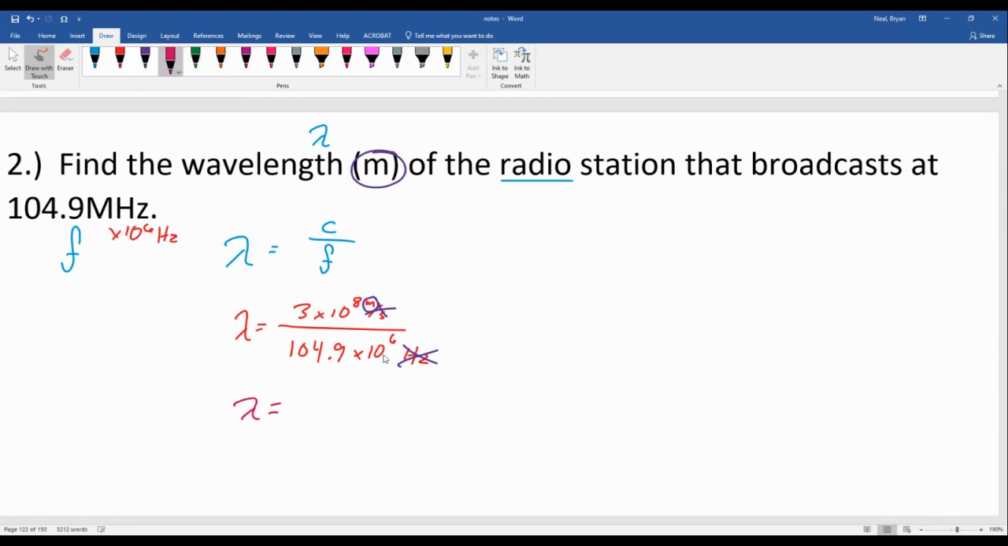So now we want to take and divide these two, and as it turns out, we get about 2.86 meters. So about like 9 or 10 feet is the wavelength of what this radio station would be, which I always thought was kind of an interesting fact.